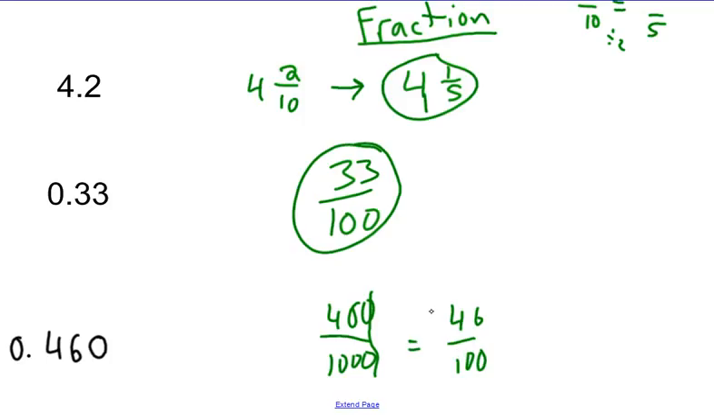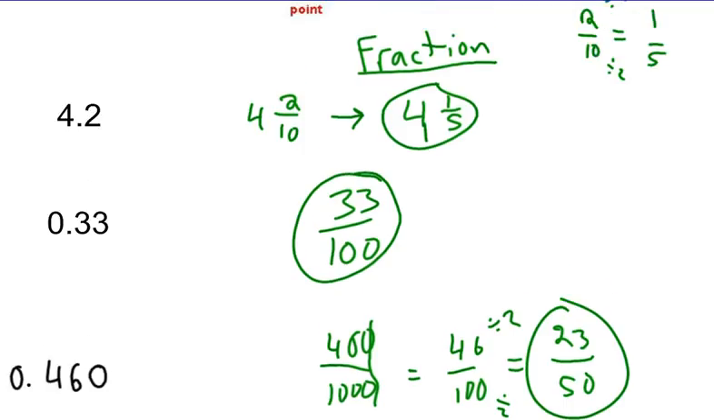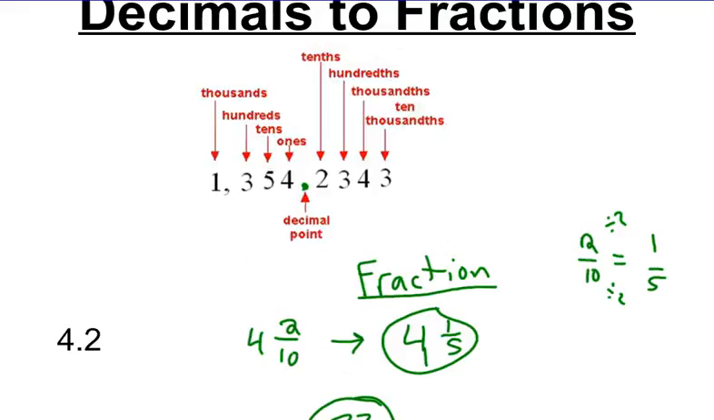And actually, that can be reduced even farther. I think you can divide them both by 2. Divided by 2, divided by 2, pull that out of there, you get 50 on the bottom, and 23 on the top, and that's a nice clean fraction there. So 23/50ths. So that is how you go from a decimal to a fraction.